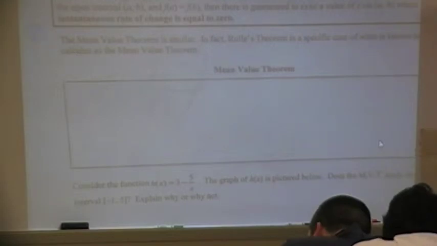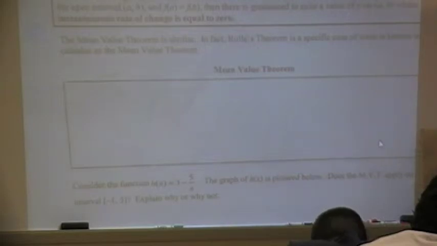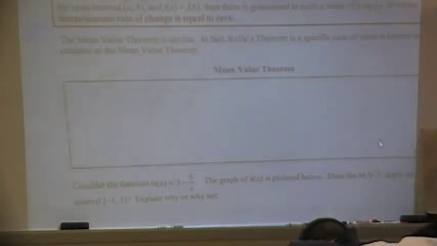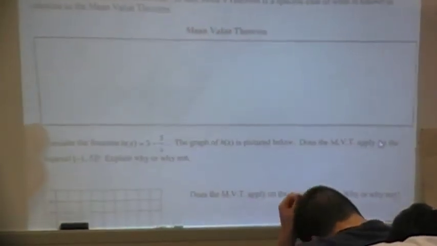Now we've just done Rolle's theorem. Your endpoints have to be at the same height for Rolle's theorem to work, and if it applies, then all it says is that there is some place where there is an instantaneous rate of change of 0. And now this is the mean value theorem. The mean value theorem is very similar to Rolle's theorem. In fact, Rolle's theorem is a specific case of the mean value theorem.